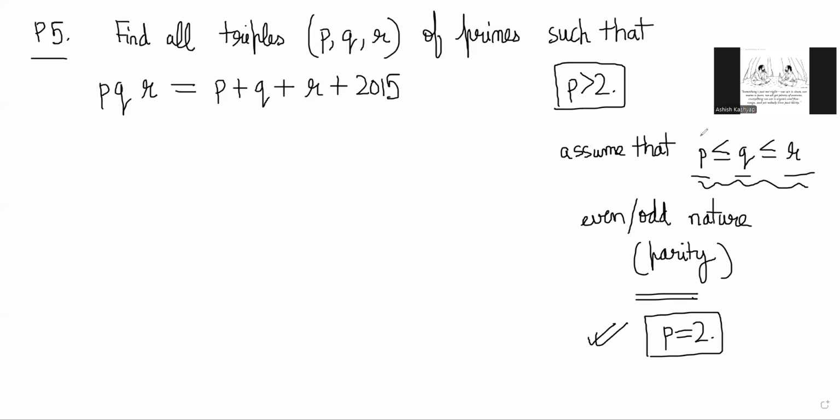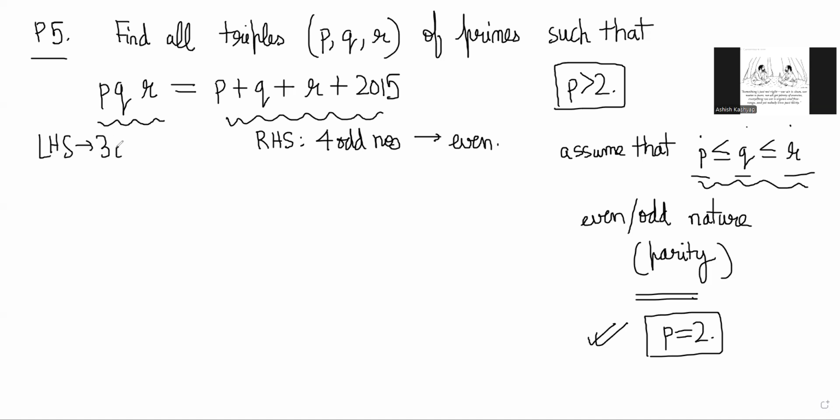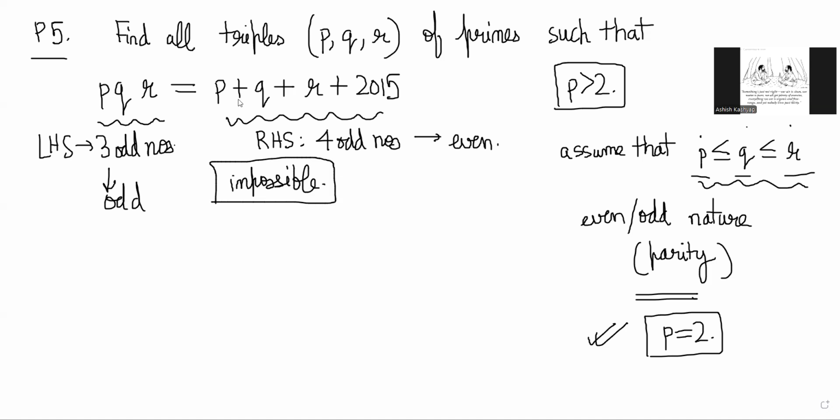And if all the three prime numbers are odd, then the right hand side is the sum of 4 odd numbers. So that will be even, whereas the left hand side will be a product of 3 odd numbers, and this will be odd. So odd cannot be equal to even, so that is impossible. So all the three prime numbers cannot be odd. So one of them has to be even.